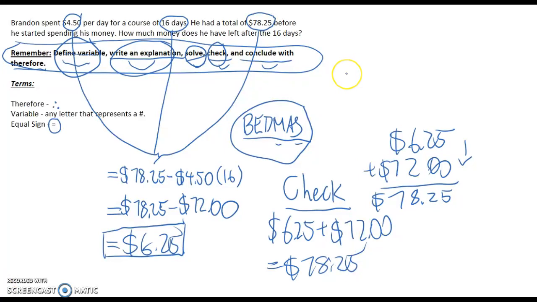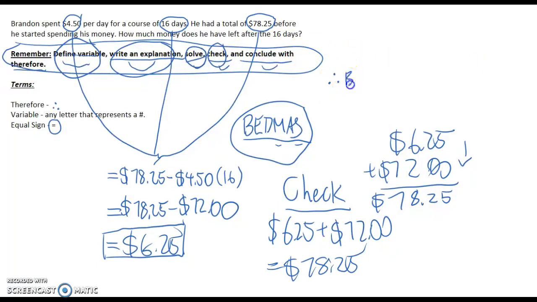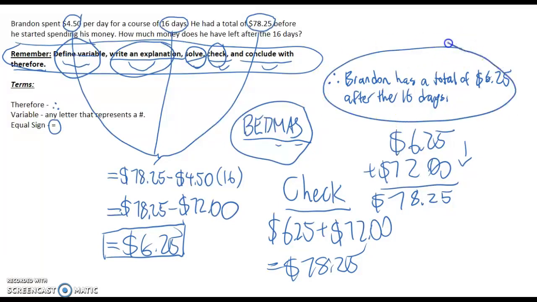And so now you know for sure that this $6.25 is the correct answer. You can conclude with therefore. So therefore, Brendan has a total of $6.25 after the 16 days. So now you have your answer. Yay!